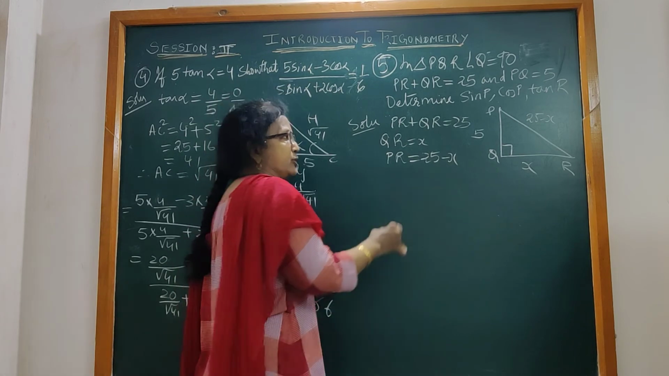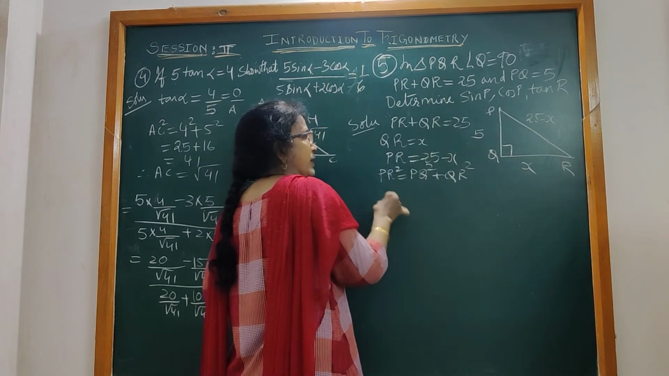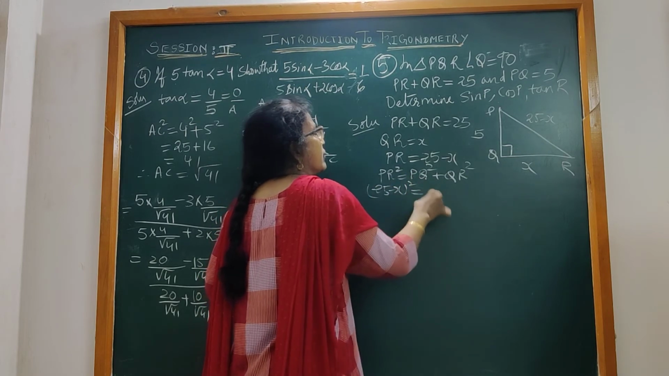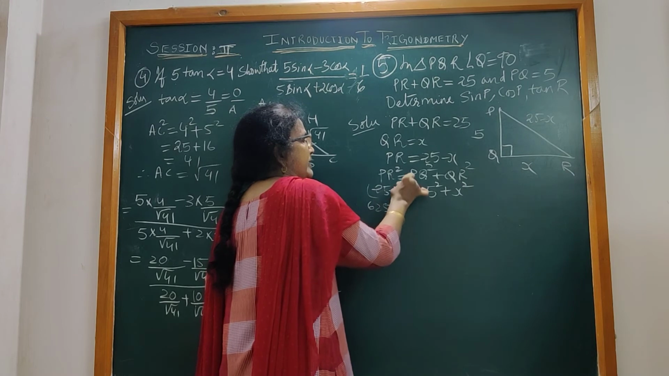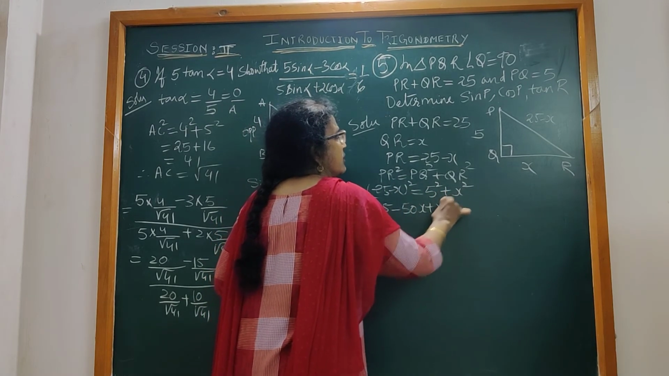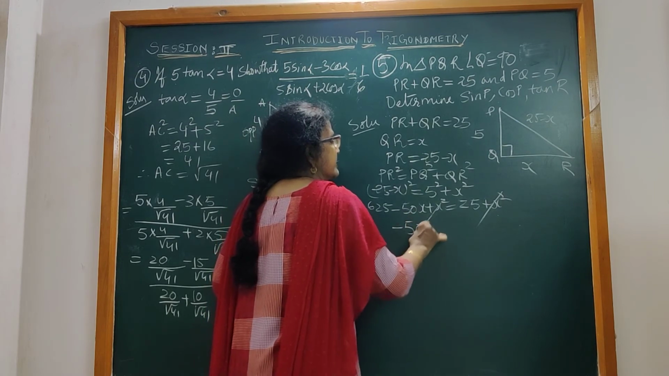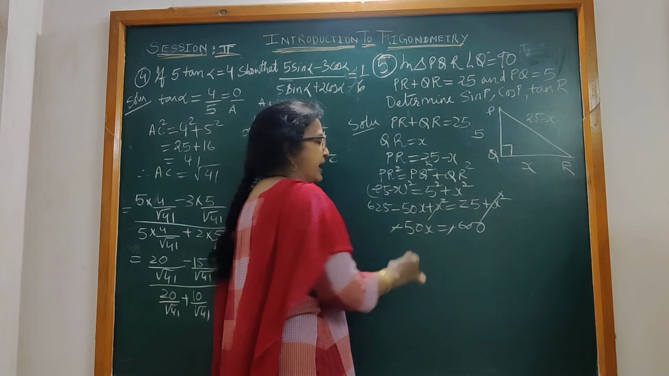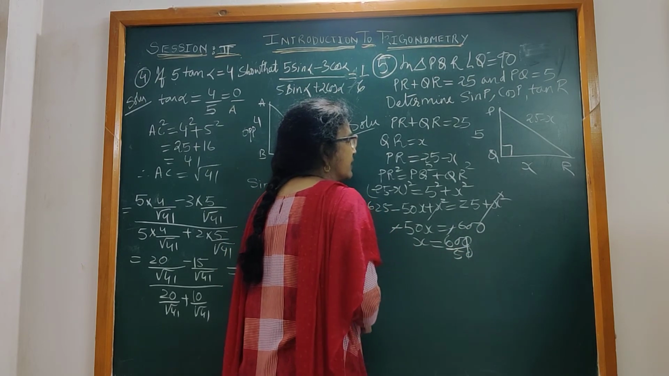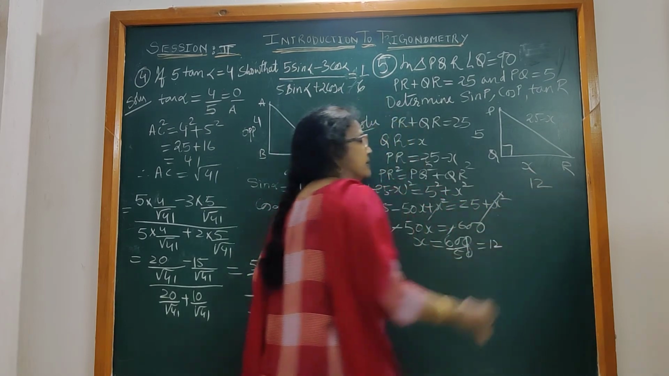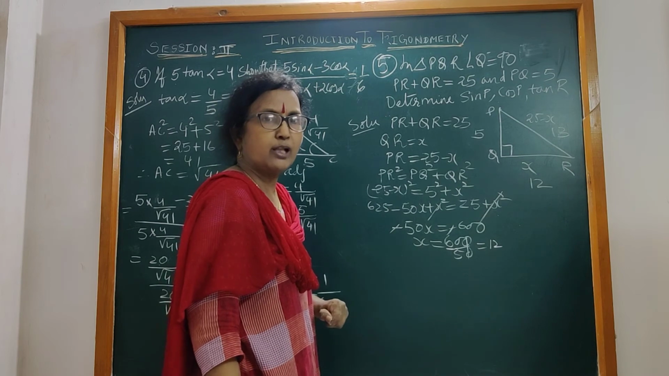We will find out the value of X applying Pythagoras. PR square is equal to PQ square plus QR square. PR square, (25 minus X) whole square, is equal to 5 square plus x square. Using the whole square identity, 625 minus 50x plus x square is equal to 25 plus x square. x square cancels, minus 50x is equal to minus 600, x is equal to 600 upon 50, that is 12. So we got x as 12. Now PR is 25 minus 12, that will become 13. So we got all the three sides of a right triangle.